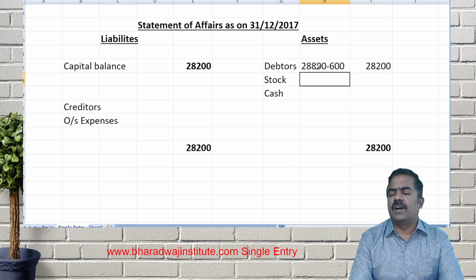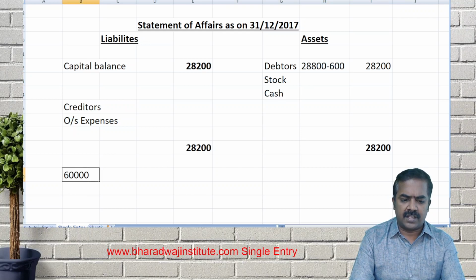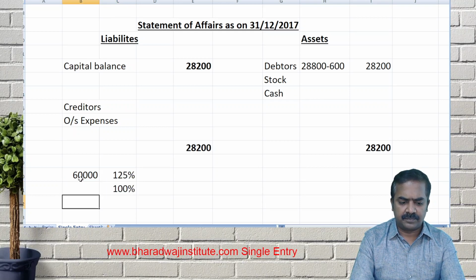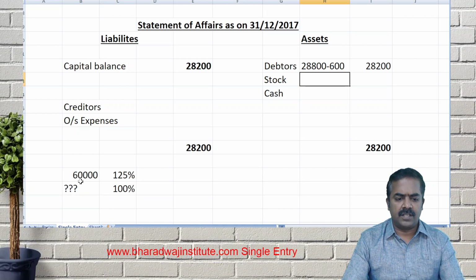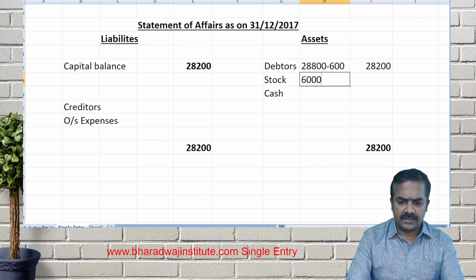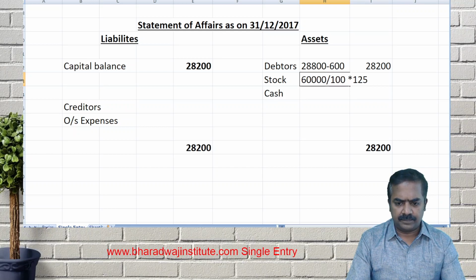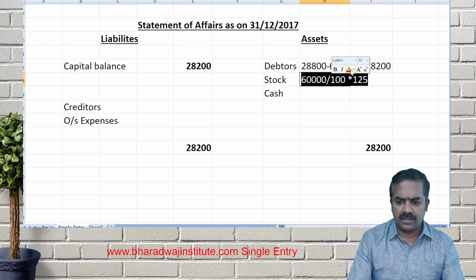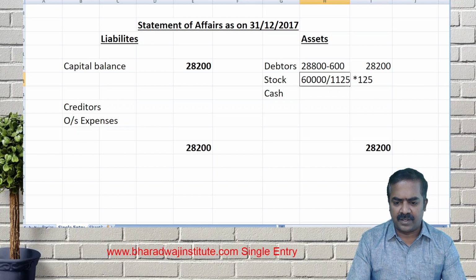Then stock value, see how much they have given. Listen, 60,000 is taken at 125%. Now what is 100%? So 60,000, it is taken at 125%. Now what is 100%? 60,000 divided by 125. If it is 125, what is 100?